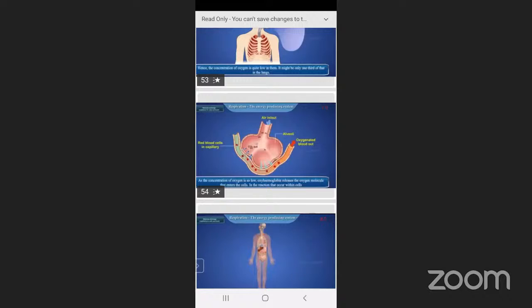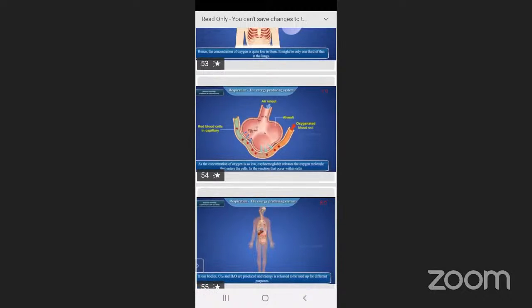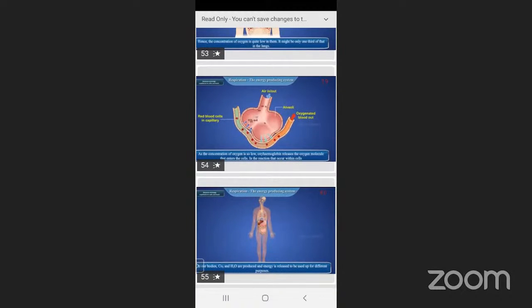As the concentration of oxygen is so low, oxyhemoglobin releases the oxygen molecule. That released oxygen molecule enters the cells, in the reactions that occur within the cell.